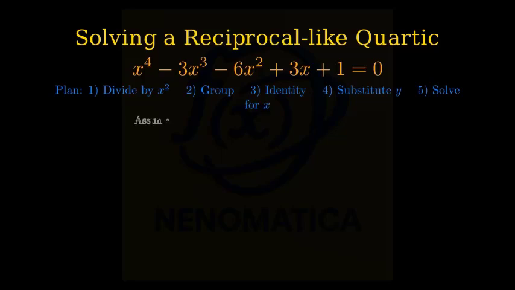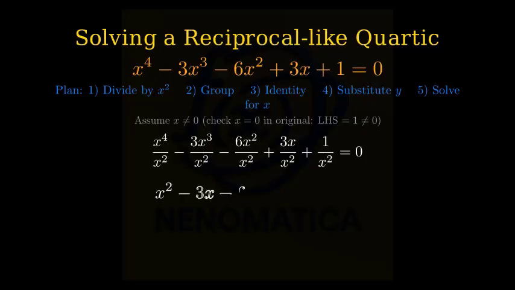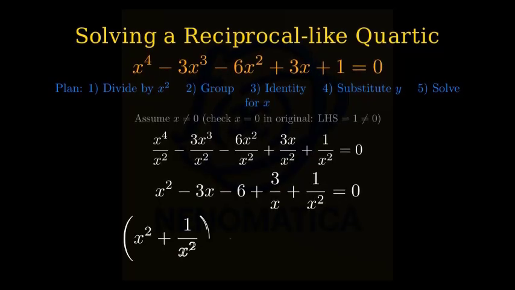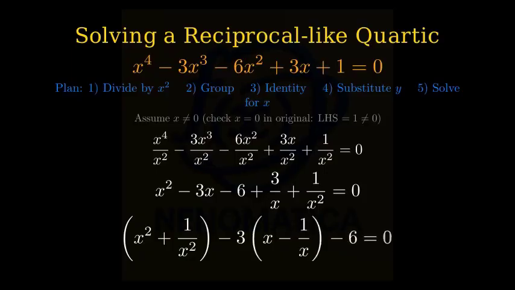Step 1. We first check that x equals 0 is not a solution, and then divide the entire equation by x squared. This lowers the powers and reveals symmetry between x and 1 over x. Step 2. Group the squared pair and the linear pair to set up an identity.